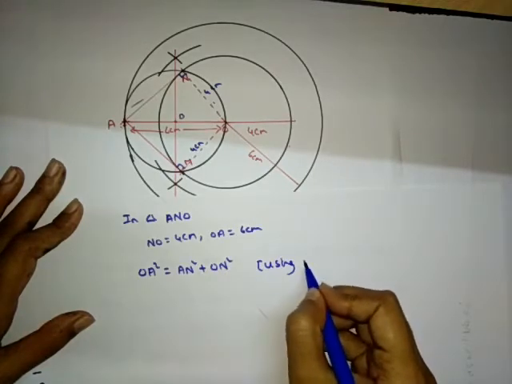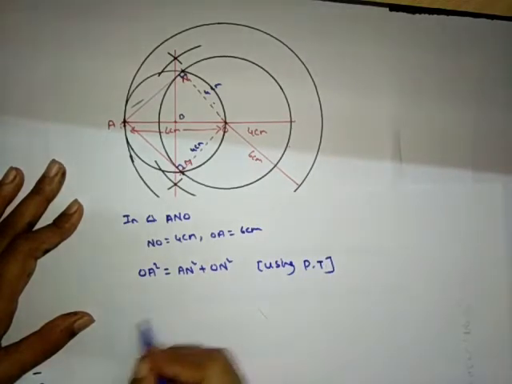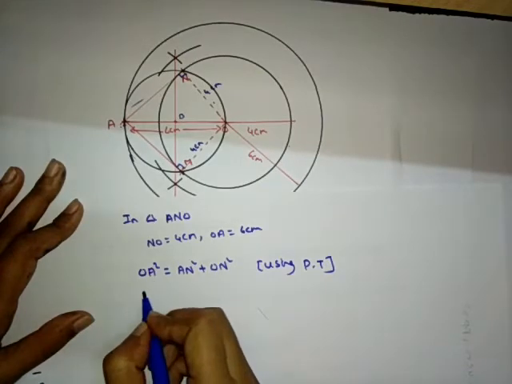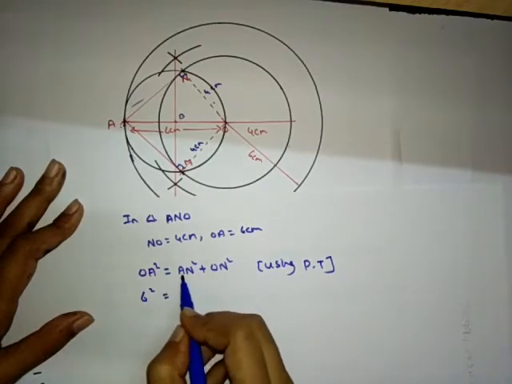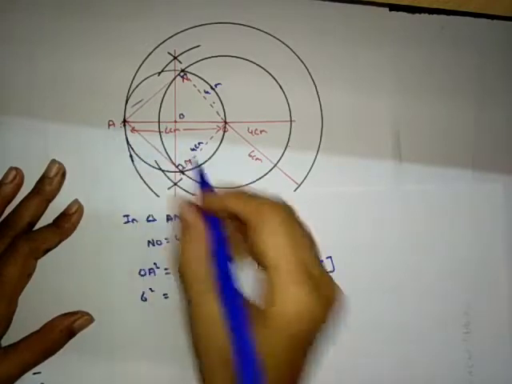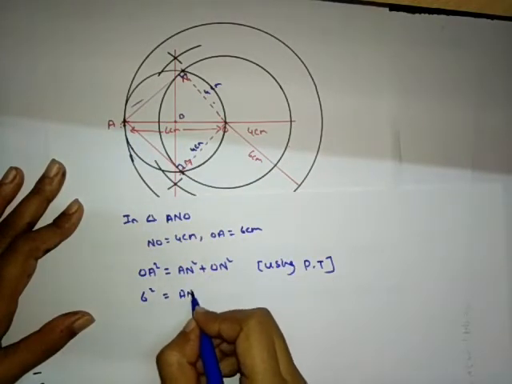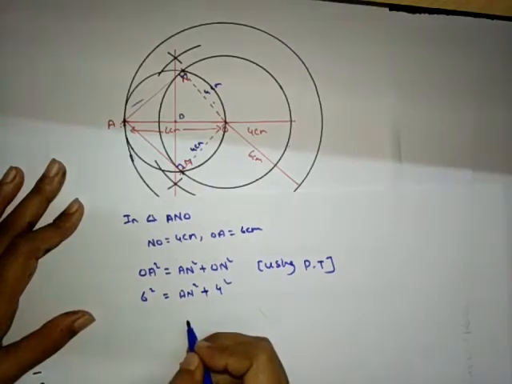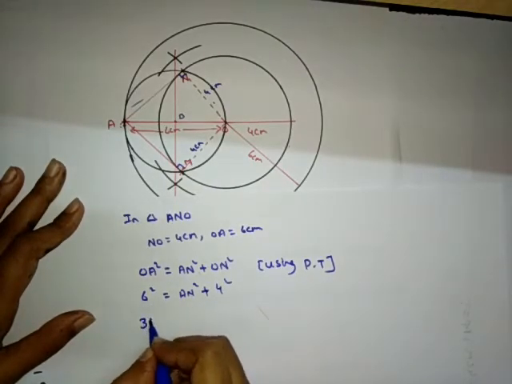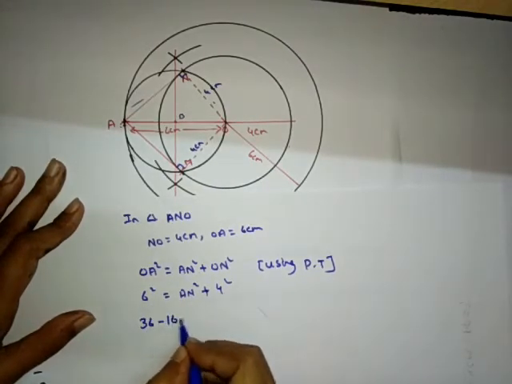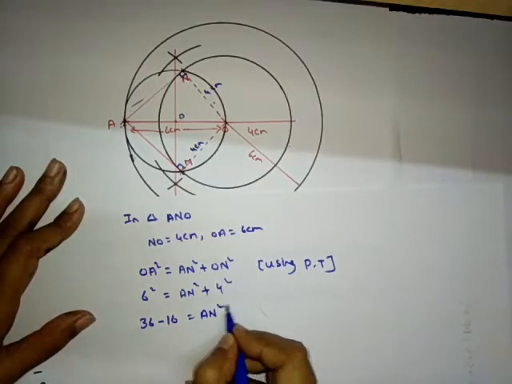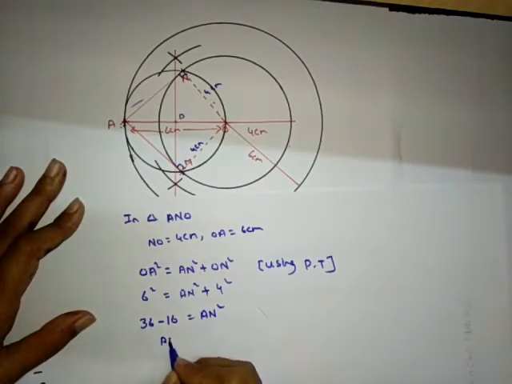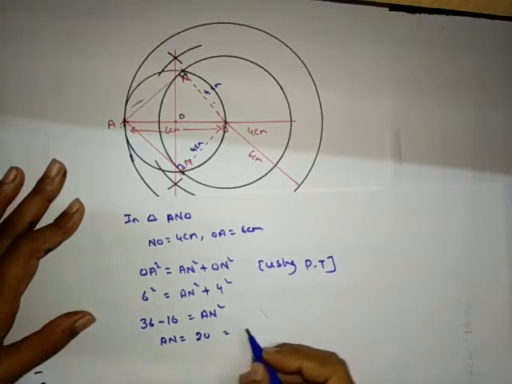Using Pythagoras theorem, OA, it is 6 square, equals AN, we need to find it, so we'll keep it as it is, then ON, it is 4 square. Now 6 sixes are 36, and this will be minus 16 is equal to AN square. So we got AN square is equal to 20.